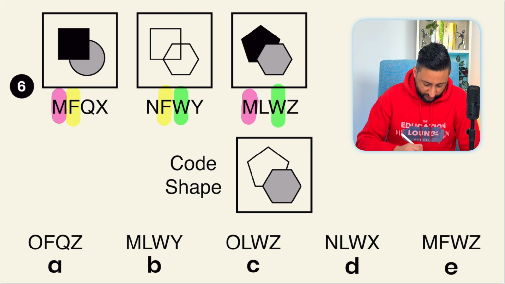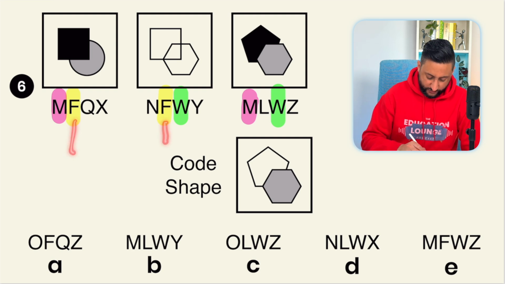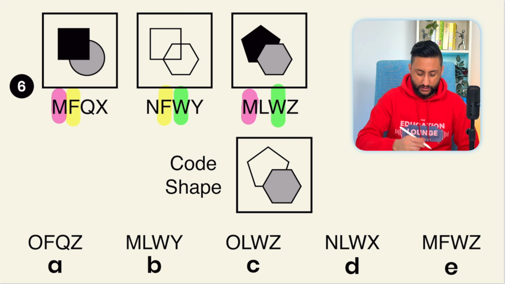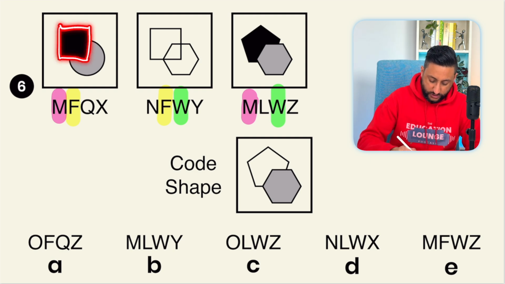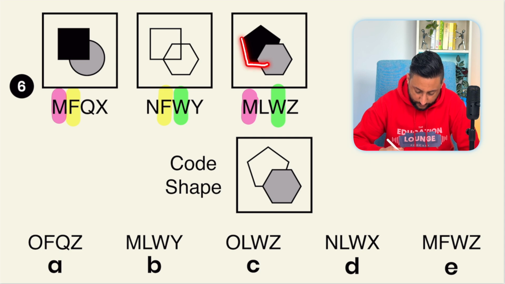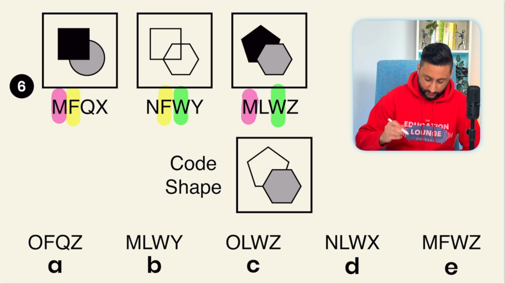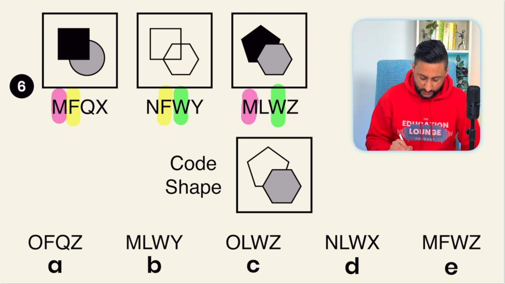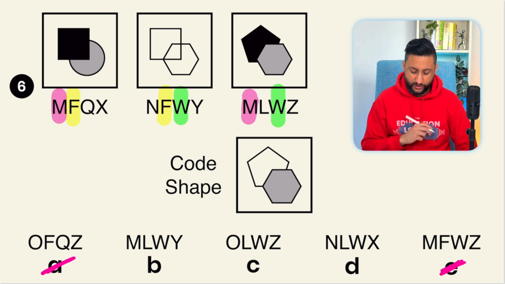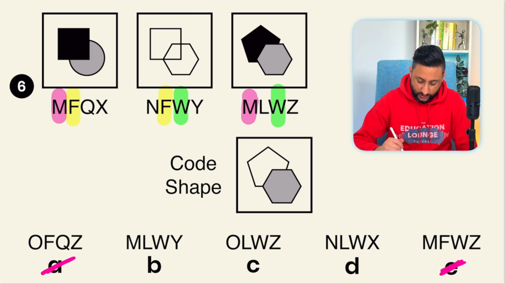Let's take a look at F and F. What's the same about the first two that's different about this one? The colours are different, the overlap's different. The only thing that's the same is the top shape, which is a square. So I'm going to go ahead and say F stands for square and L stands for pentagon. And we've got a pentagon in our code shape, so we're going to get rid of anything that doesn't have an L in position 2. Alright, 3 options left.